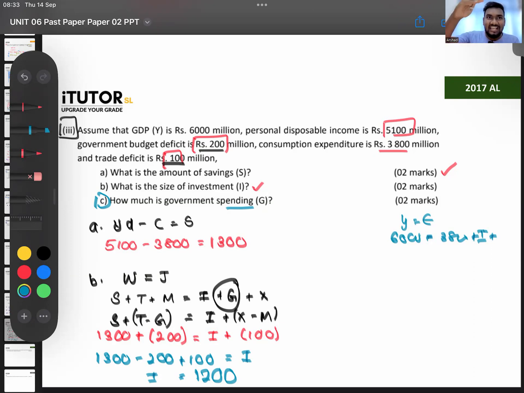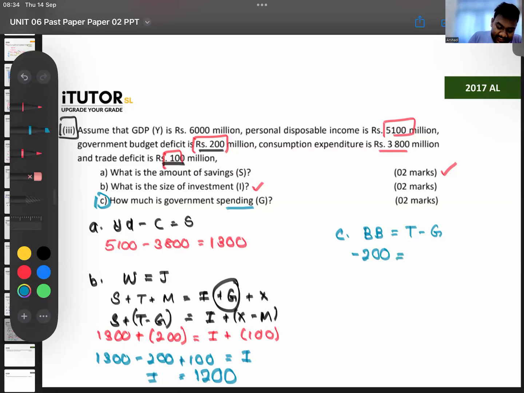But since there is a sequence of questions, we'll do this. Okay? Now for this, you can use the other one. You don't even have to do that. Part C, guys, they're asking for government spending. How do you find government spending? You remember I told you, budget balance is taxes minus government spending. Budget balance, they have said there is a deficit of 200. So my budget balance is minus 200. How do I find taxes? My income is 6,000, disposable income is 5,100.